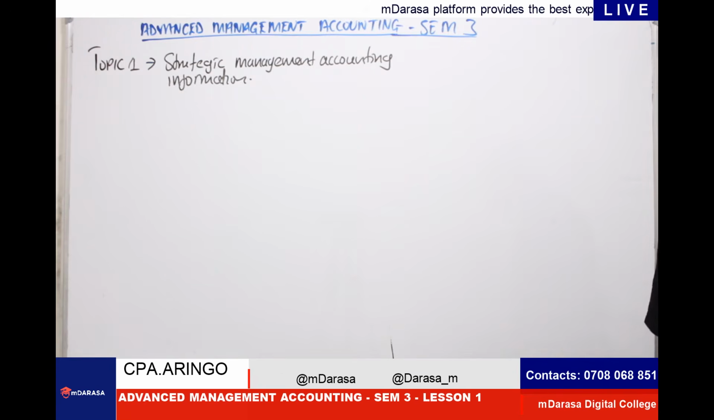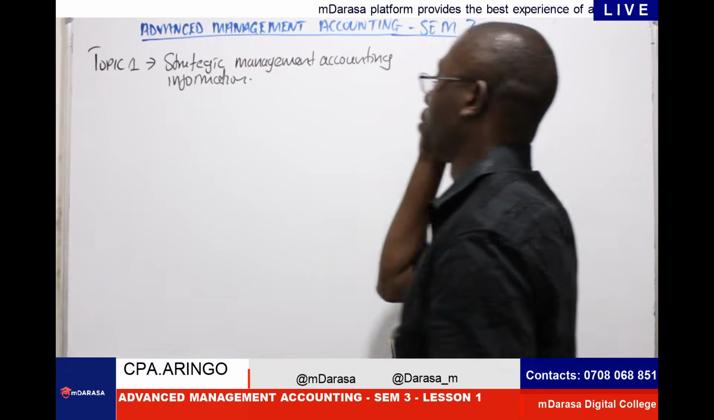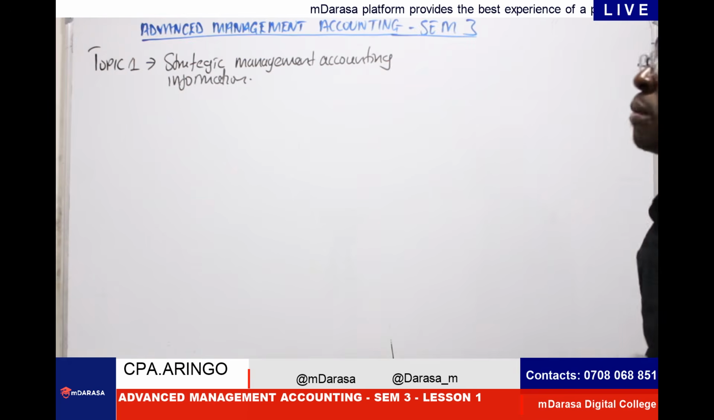So it is always about us understanding the sources of strategic management accounting information. Of course, talk about the role of strategic management accounting, look at the scope and limitations of management accounting, as well as the ethical standards for management accountants. These are what will be expected to look at in topic number 1.